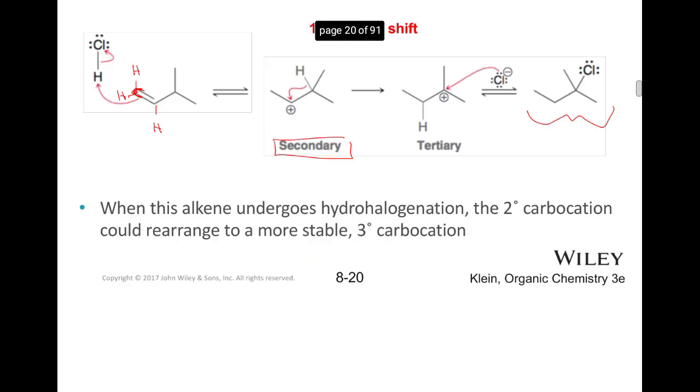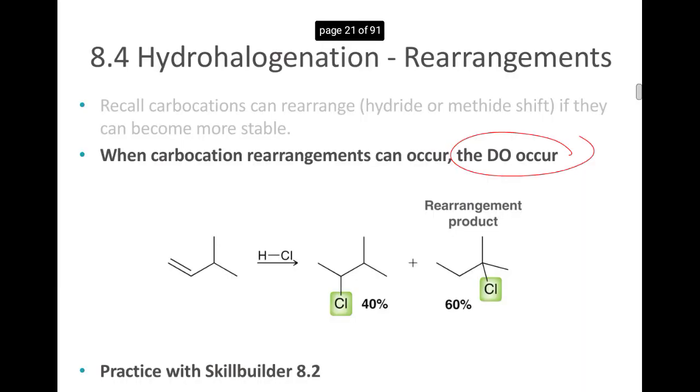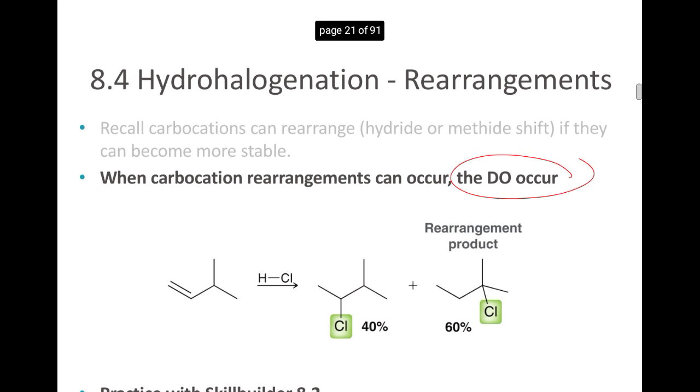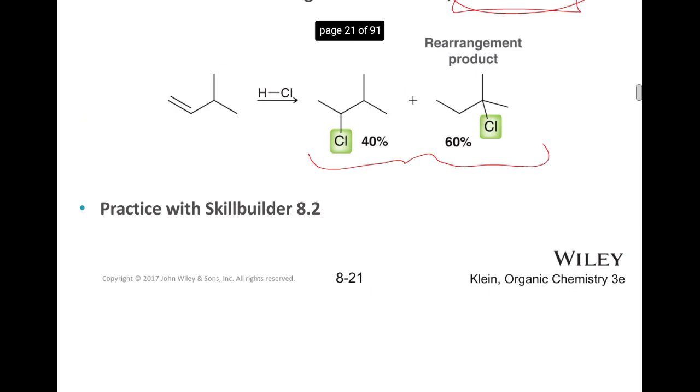So on the next slide, the bottom line is this. The take-home message is that if a carbocation rearrangement can happen, it's going to happen. So in this case, you're actually going to see a mixture of products, and the major product will usually be the rearrangement product. So always be on the lookout for those rearrangements of carbocations, whether it be a hydride shift or a methide shift.